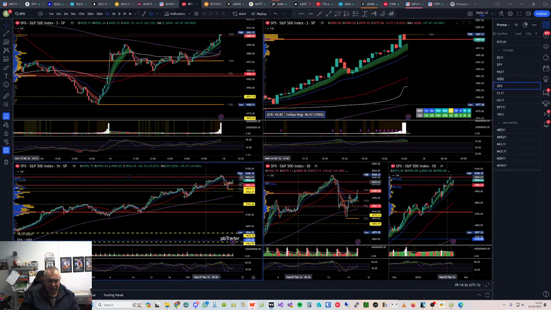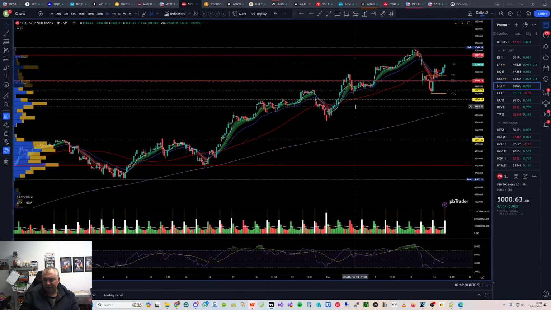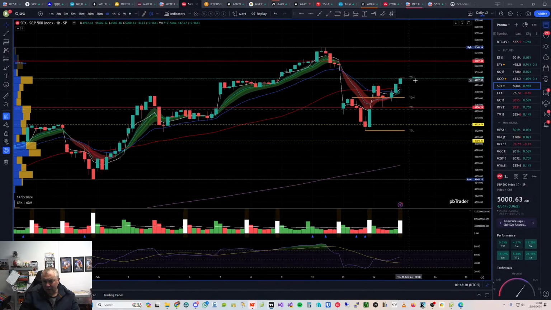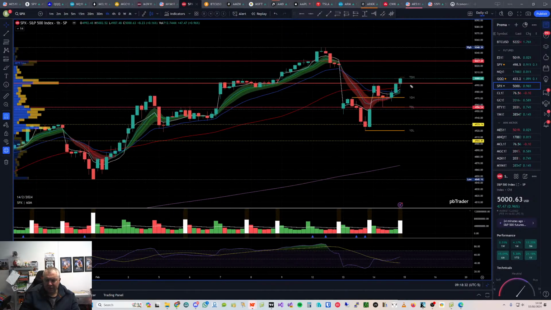SPX 5,000 is the key level again today. We closed around 5,000 yesterday, so we'll be gapping up a bit. If we pull back down to 5,000, we can look for a bounce. That's the bounce area here. And again, the area of confidence, tops of candles there, significantly there and there.